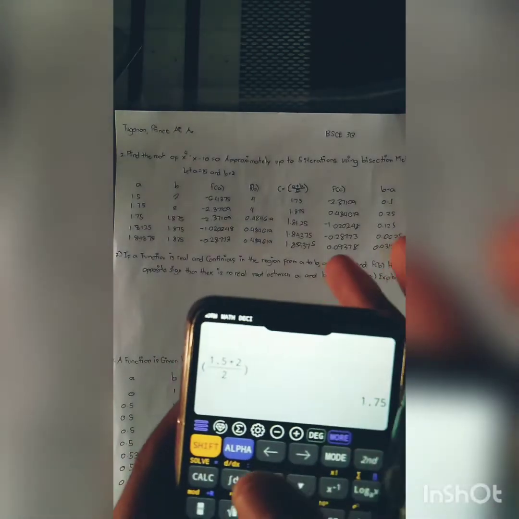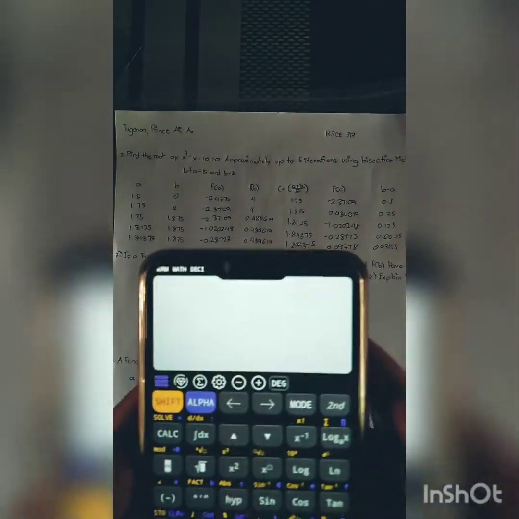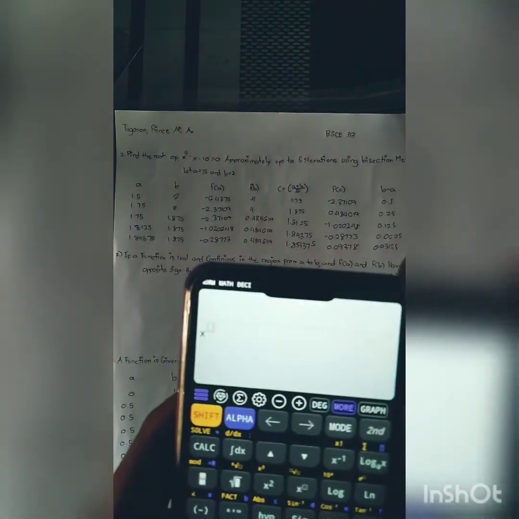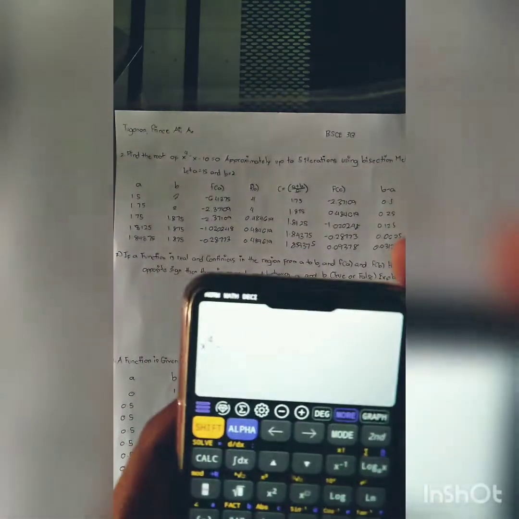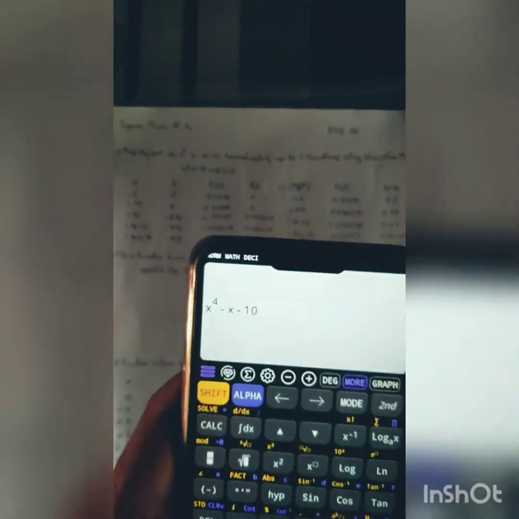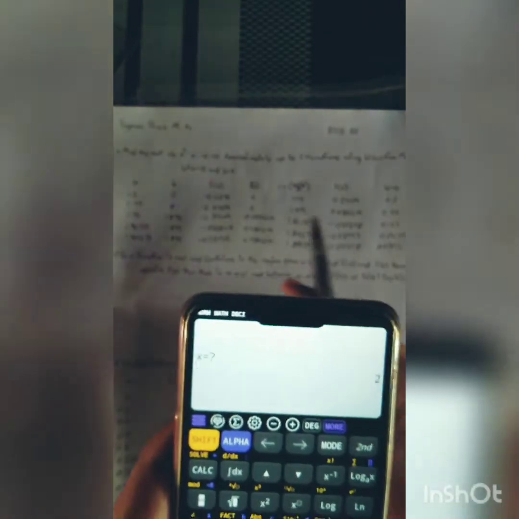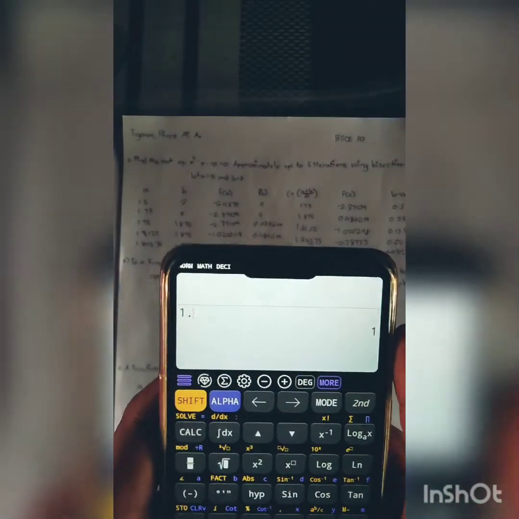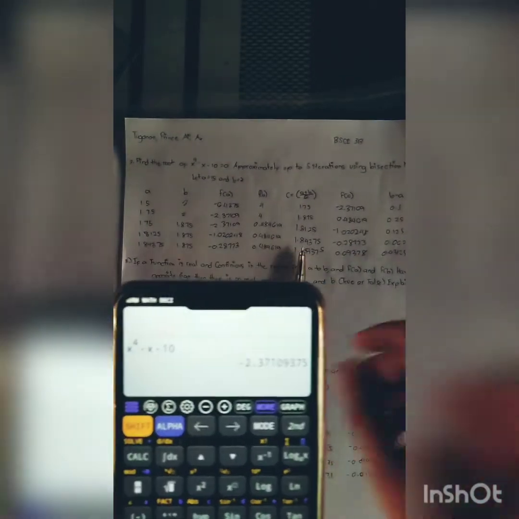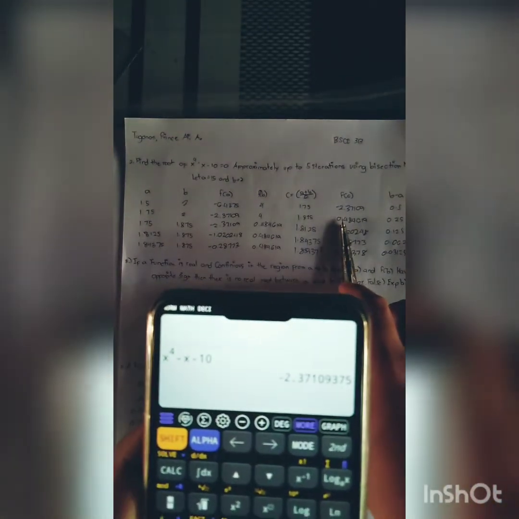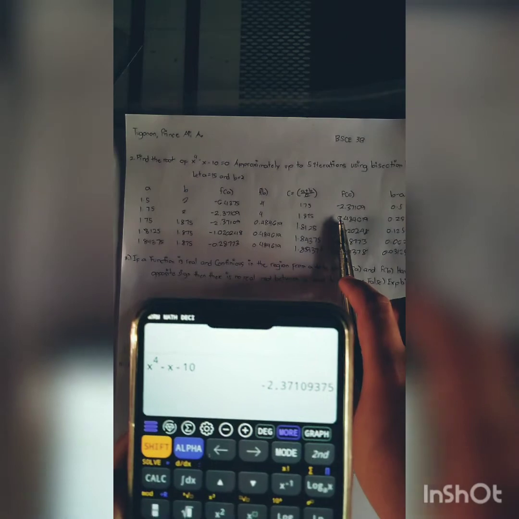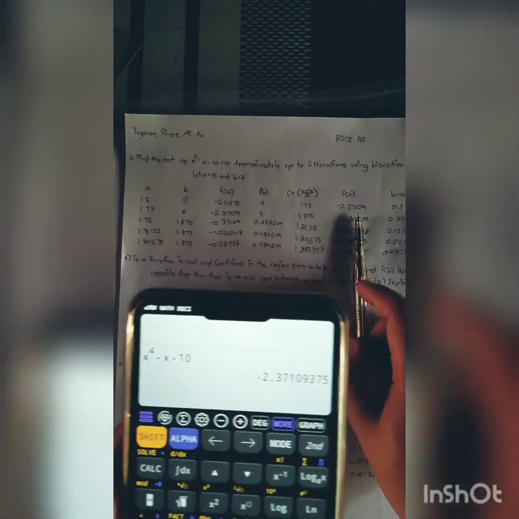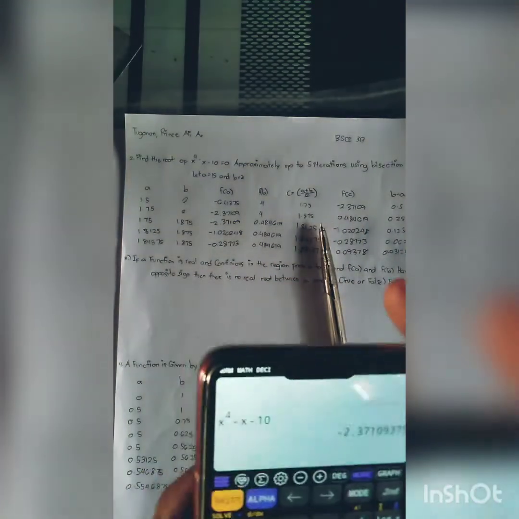Now we're gonna find the function of c. So substitute x raised to 4 minus x minus 10. Calc the value of c, which is 1.75. Now the function of c is equal to negative 2.37109.